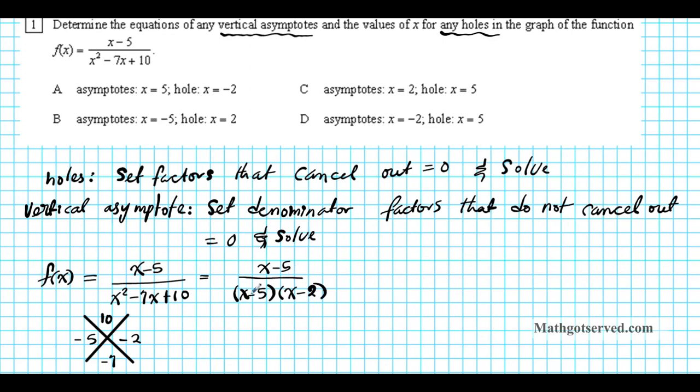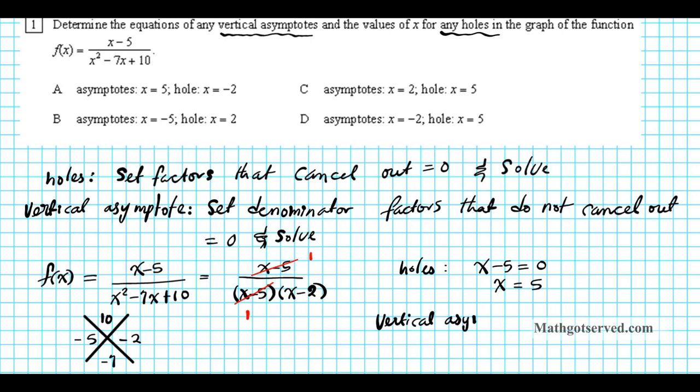Now examine this function. What do you notice? You notice that x minus 5 is common in the numerator and the denominator, so it can be cancelled out. So x minus 5 goes here 1, x minus 5 goes here 1. So whichever factor cancels out, that tells you your holes. Alright, so to find the holes, we're going to set the factor that cancels out equal to 0 and solve. You add 5 to both sides and you have x equals 5. There goes your hole.